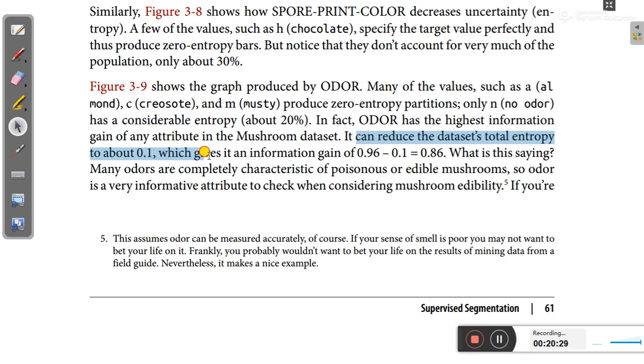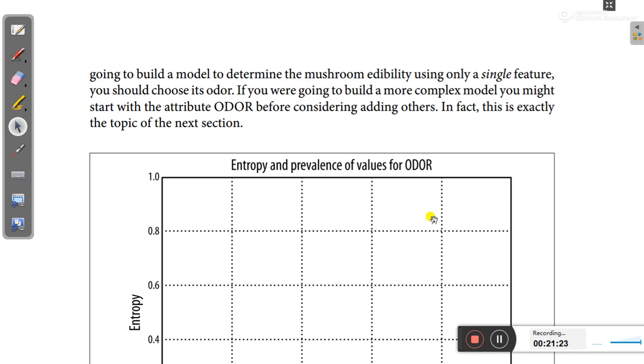It can reduce the dataset's total entropy by 0.1, which gives it an information gain of 0.86. What is this saying? Many orders are completely characteristic of poisonous or edible mushrooms. So order is a very informative attribute to check when considering a mushroom's edibility. That is the deduction we get from this example: if we choose order, because it is giving us the highest information gain, we are reducing the entropy also, which gives an information gain of about 0.86. So that is the thing we are getting from this one.